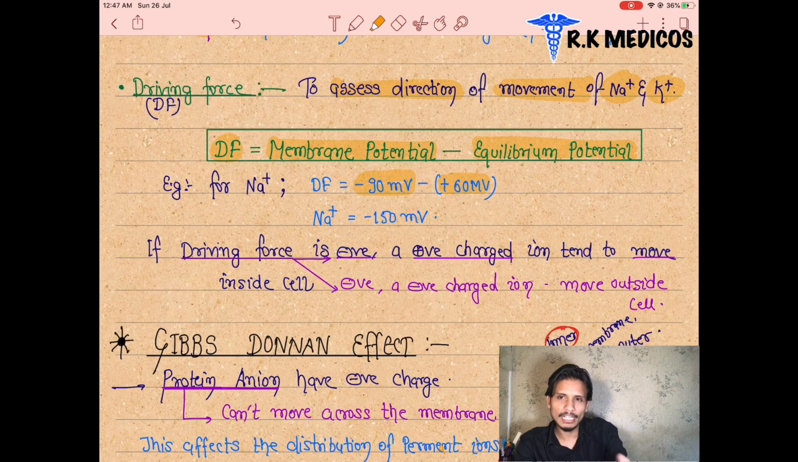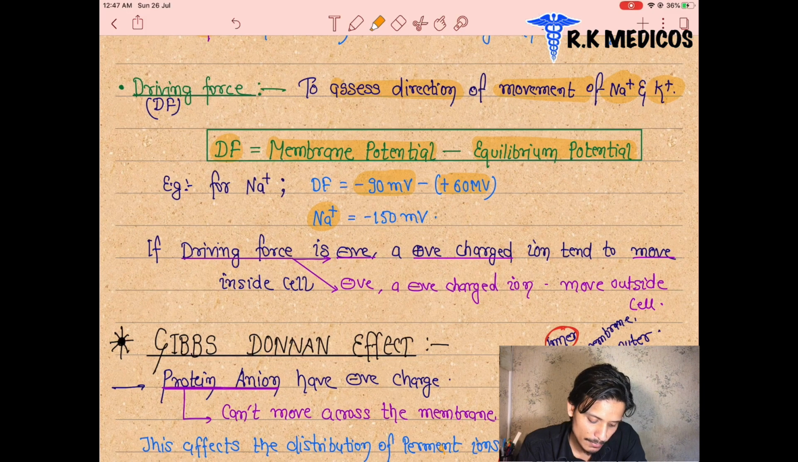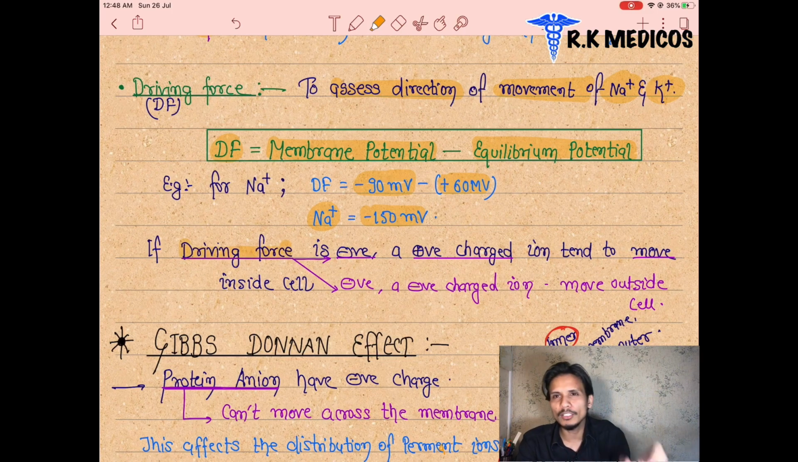So now we are going to calculate the driving force for sodium. We can see here the driving force for sodium is minus 150 millivolt. How? Minus 90 millivolt minus plus 60 is equal to minus 150 millivolt, and the driving force determines where the molecules are going to move, either outside or inside.